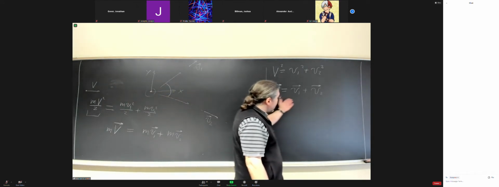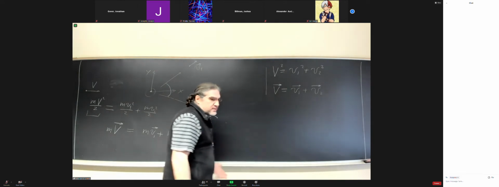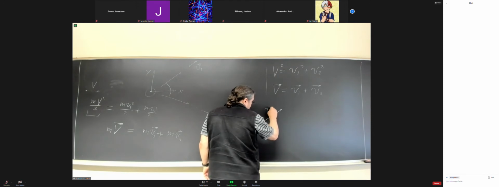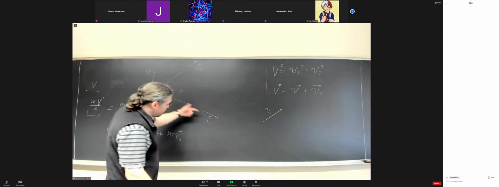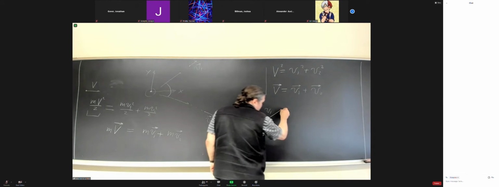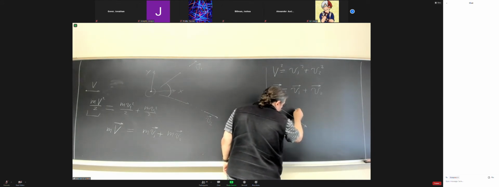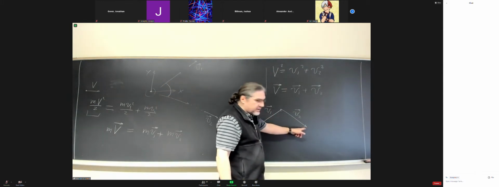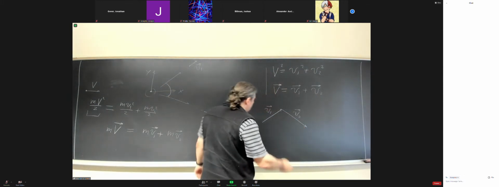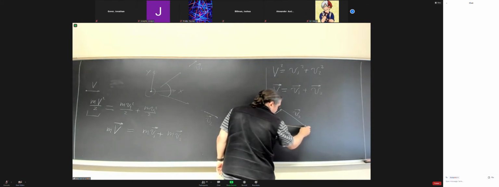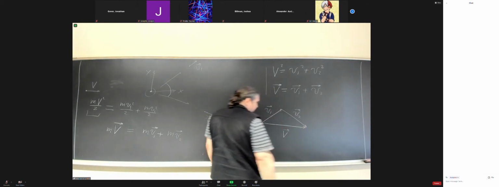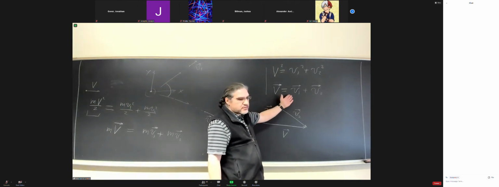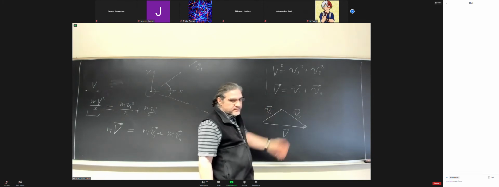So let me just take this equation and see what it means. I have velocity v1, which is a vector, and I have velocity v2. What is drawn here is the sum of the two vectors. The sum of those two vectors must be equal to capital V. What is drawn here is exactly this equation. Does that make sense?